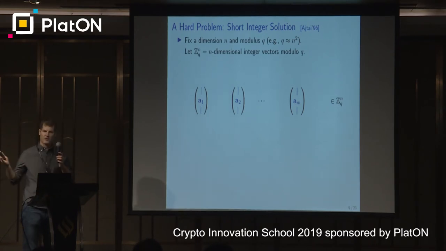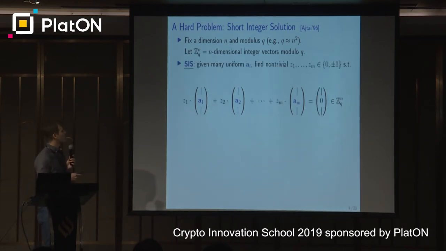Think of them as being a very large number, so a large number of these random vectors available to us. The goal of SIS, given these many uniformly random a_i vectors, is to find a non-trivial collection of integers, z1 through zm, which are ternary, so they are 0 or plus 1 or minus 1, with the goal that combining these random vectors using z1 through zm sums up to 0.